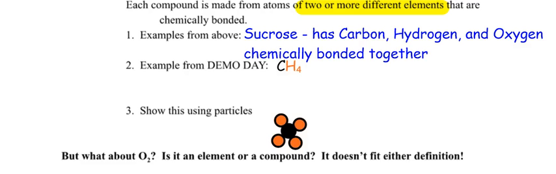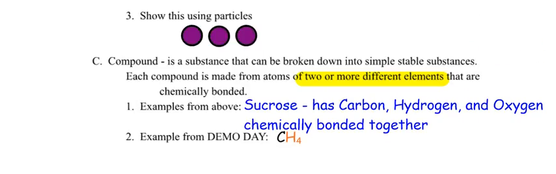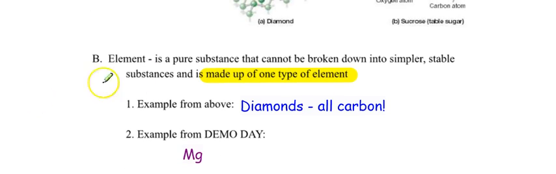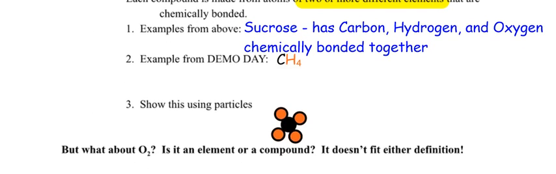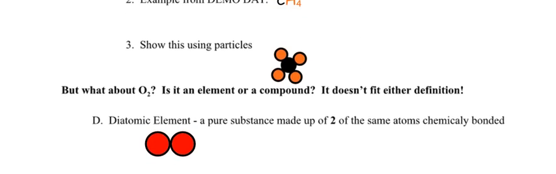All right, O2, is it an element or is it a compound? Well, go back. An element is a pure substance that cannot be broken down into simple, stable substances. The problem is, what's O2? Is it an element or a compound? It's an element for sure, but it has a special name. It's called a diatomic element, all right? It's a pure substance made up of two of the same atoms chemically bonded.